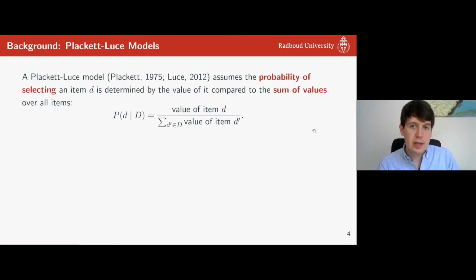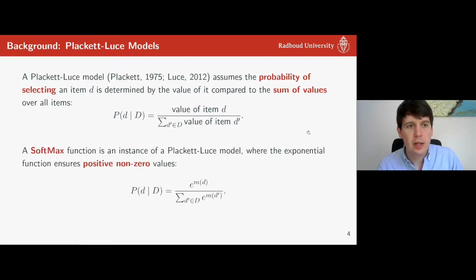And you've probably seen this model before if you did anything with deep learning, because the softmax function is basically an instance of a Plackett-Luce model, where we use the exponential function to ensure that we have positive non-zero values. So in a softmax function, we take e to the power of the output of our model score, and this is going to be the value that the model assigns to the item, divided by the sum of the total value of all the other items. So the sum over each item. You probably recognize this as a softmax function if you've done anything with classification in deep learning, but you can also see it as a Plackett-Luce model.